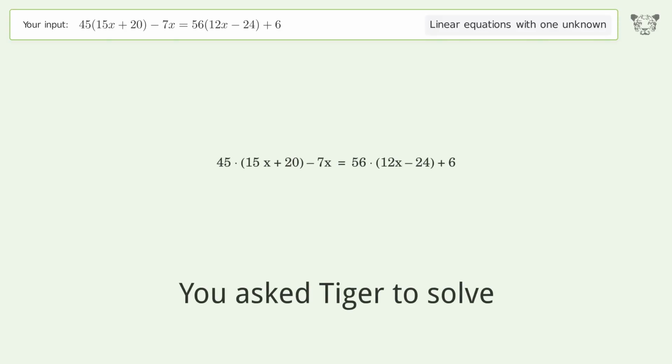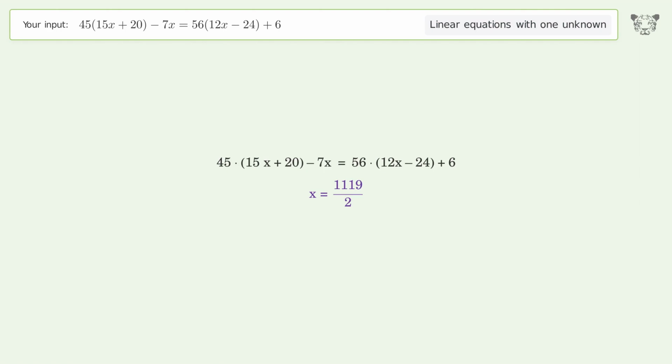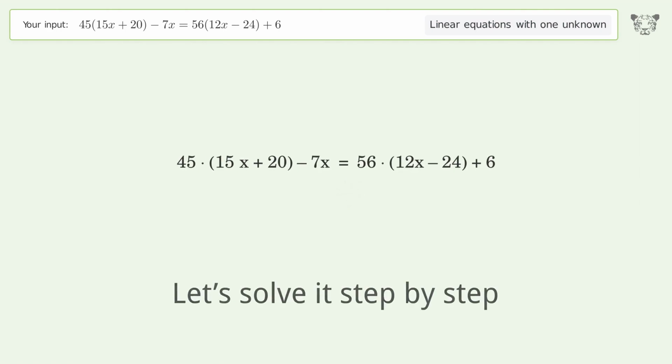You ask Tiger to solve. This deals with linear equations with one unknown. The final result is x equals 11/19/2. Let's solve it step by step.